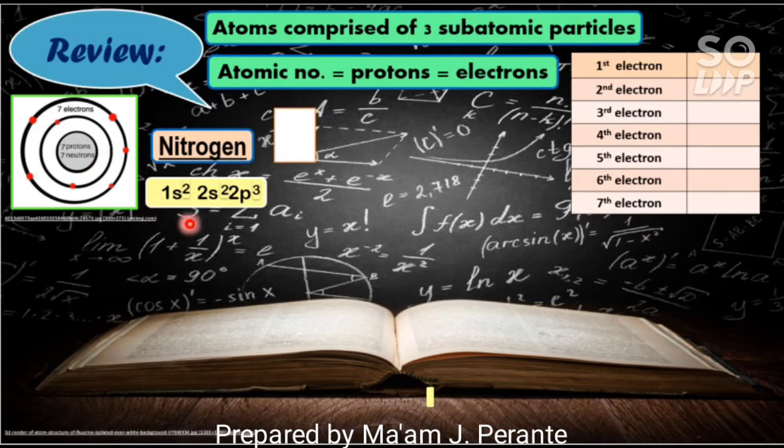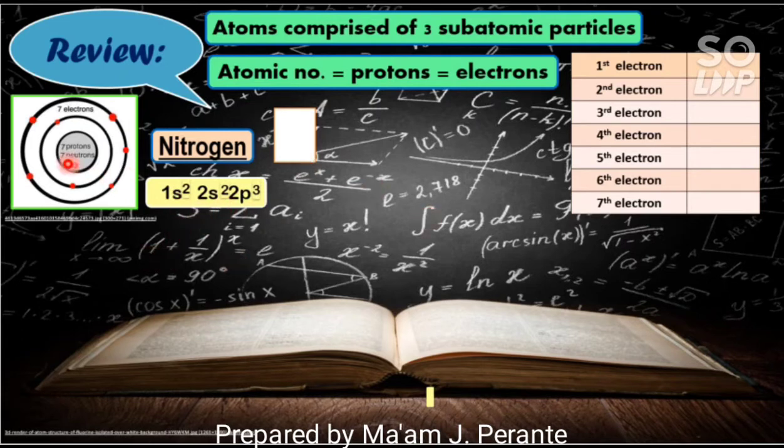And in the s orbital, there is only one. In the p sublevel, there are 3 orbitals. Okay? And in each orbital, there could be a maximum of two electrons that an orbital can hold. So in p, there will be 6 electrons. In s, there are only 2 electrons that can occupy the space.